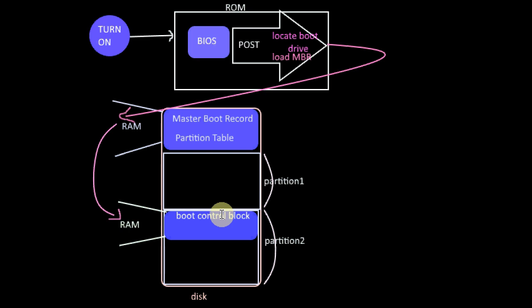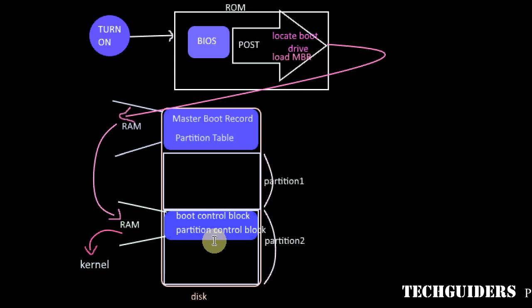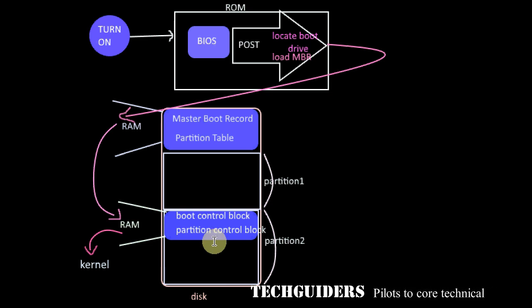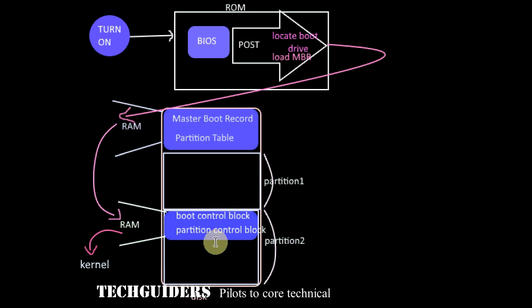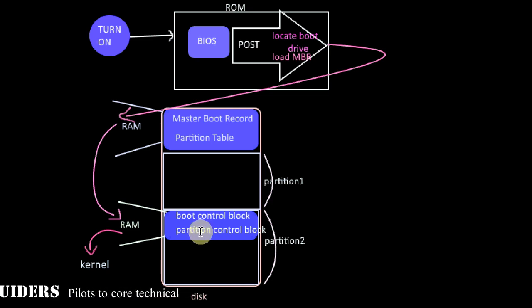Also, this block contains a partition control block, which contains the details regarding this partition, such as the number of blocks in the partition, size of the block, free block count and free block pointer. It is also called super block or master file table.